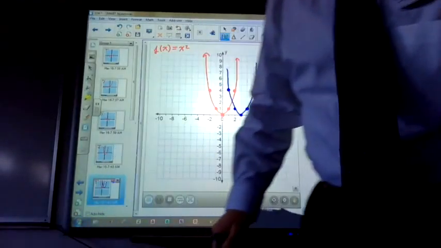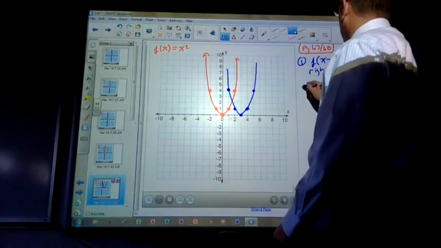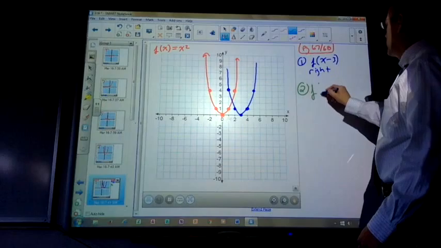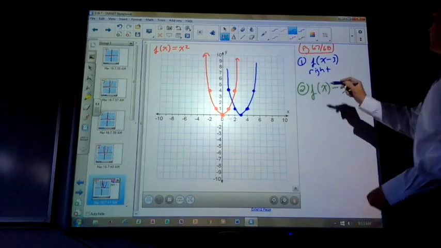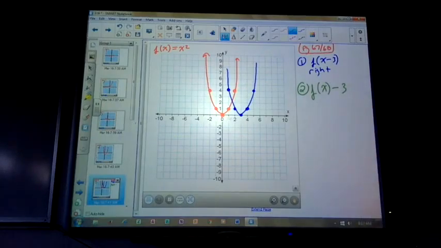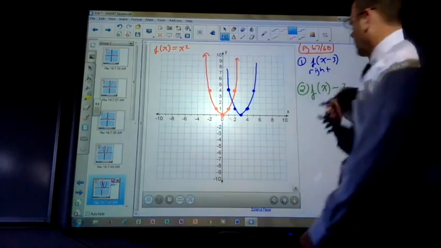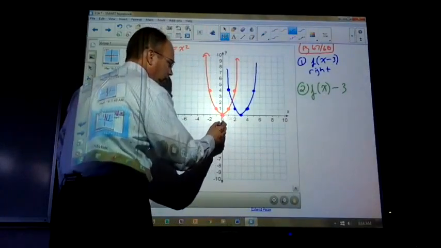They wanted us to do f of x minus 3. Angela, this one's a little bit different because the minus 3 is not part of the parentheses. So it's not going to shift it to the right or to the left. What do you think it's going to do to this problem? It's going to go up and down. And it's minus 3, so what do you think it's going to do? How many? 3. So every one of our points is going to move down 3 off the red.